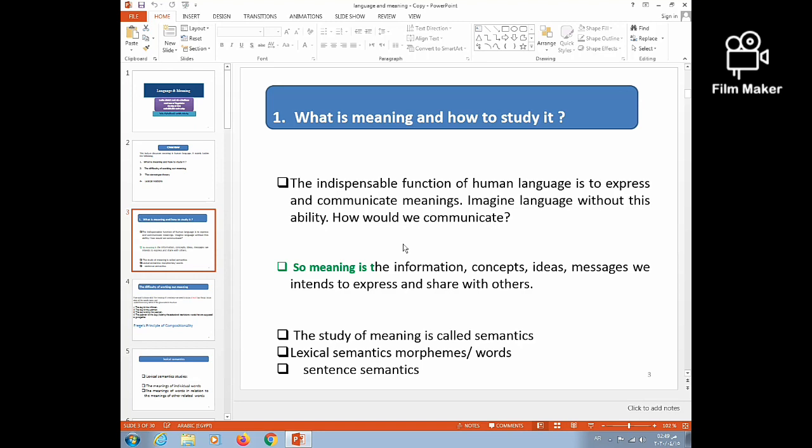A basic function of human language is to express and communicate meaning. Imagine language without this ability and this function. Can we do without meaning? Can we communicate? Can we pass information from one person to another? Can we conceptualize things and share ideas and messages with others? How can we live without this function of language, which is to communicate meaning, to express meaning?